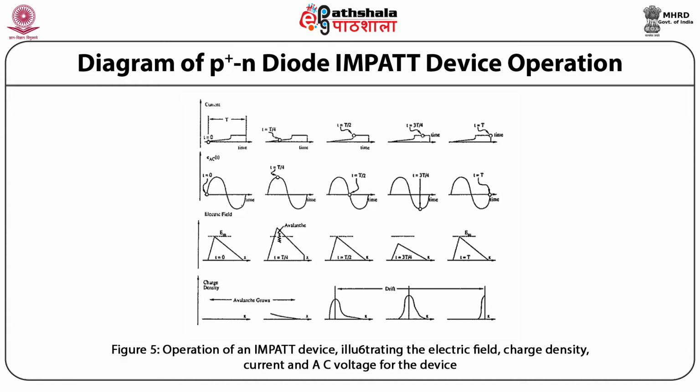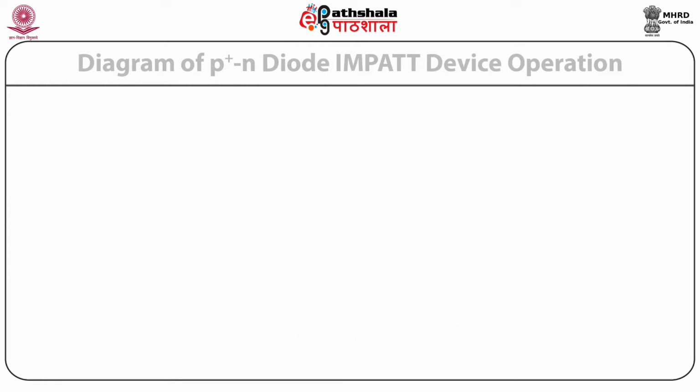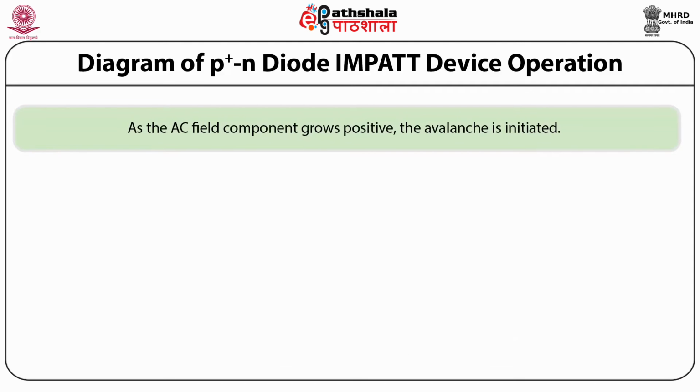Now referring to the previous figure where the AC electric field is shown in the lowest set of curves as a function of time, in the top of the diagram we can see in the first frame the DC electric field distribution. As the AC field component grows positive, the avalanche is initiated.